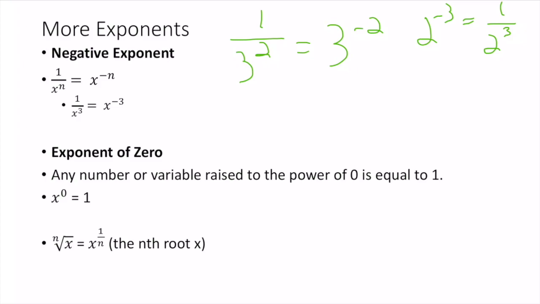An exponent of 0 is a special case where it doesn't matter what our base is. It doesn't matter what x would be, x to the 0 would still be equal to 1. So 1,000 raised to the 0 is 1. Anything raised to the 0 would be 1.